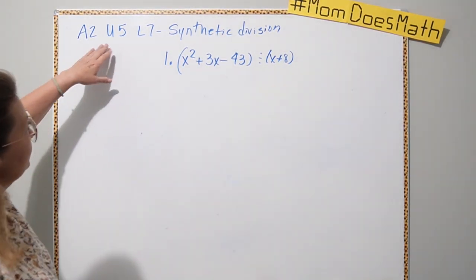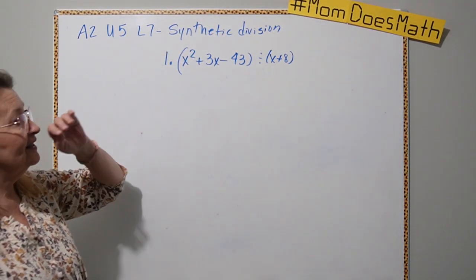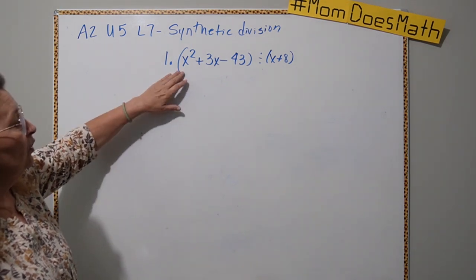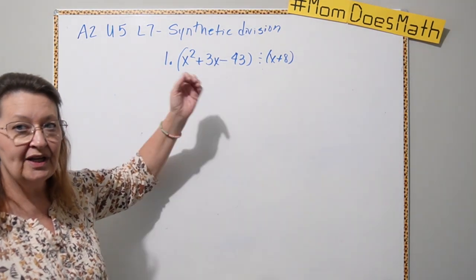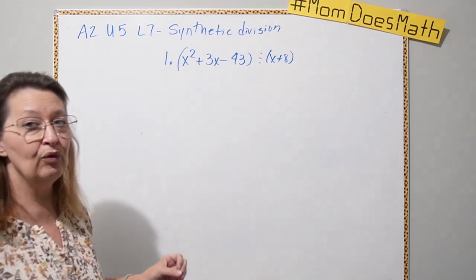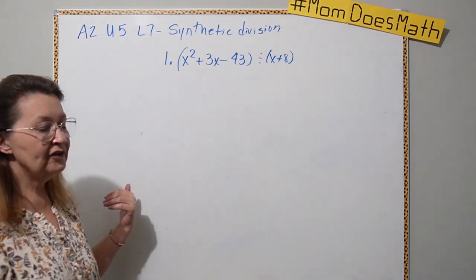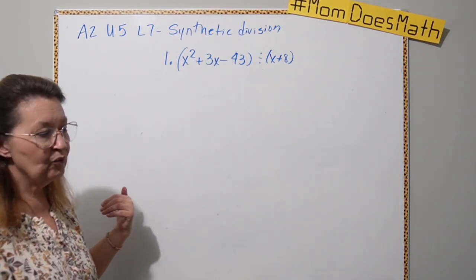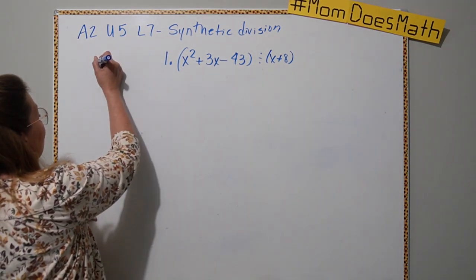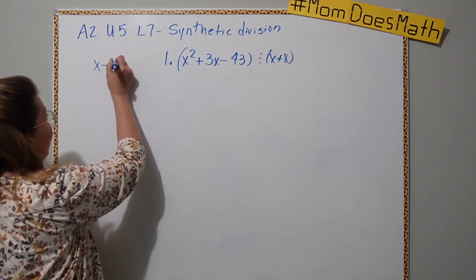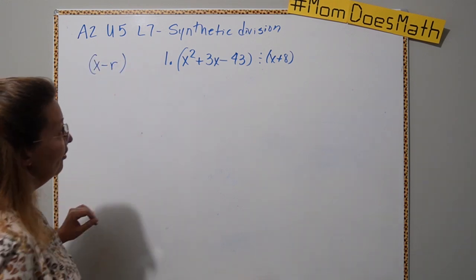So welcome to A2U5L7. This is synthetic division. And we're going to look at some problems that are like what we did in the last section. And this method is going to be a whole lot easier. So why do the long division? Well, this method is very limited. It only works when you have a divisor of the format x minus r, where r is a number.